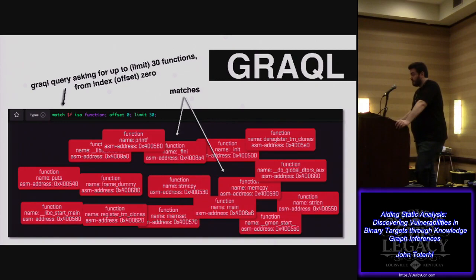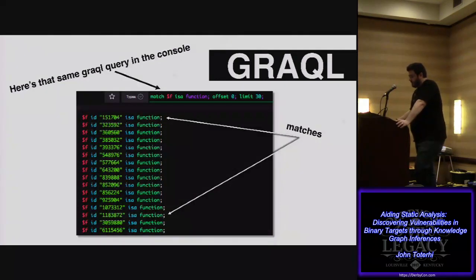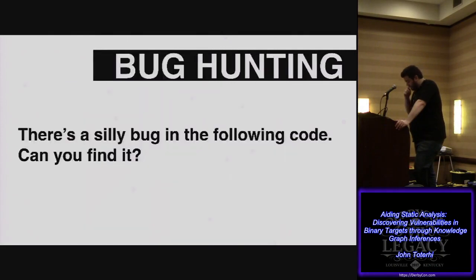And that function type, or that name there, is actually mapped into our ontology. So we know what a function is because our ontology says what a function is. And then it returns all functions that are in this binary. We could do that in the console, and it returns a list of them instead of a fancy graph of all of them. All right, so now we're at the point, let's go ahead and do some bug hunting.